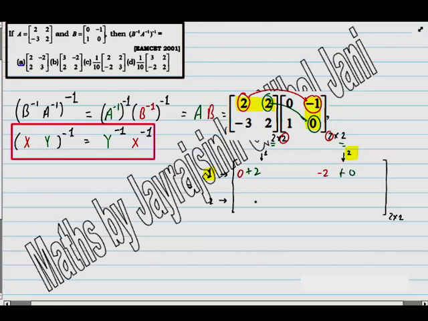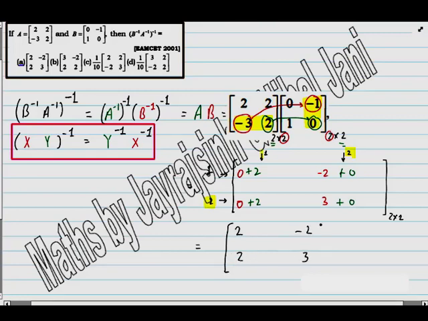Similarly, the next element is in second row, first column. So select second row, first column and multiply respective terms. And the last term will be 0. So the resultant matrix will be 2 minus 2, 2, 3. Ta-da! Option A is your final answer.